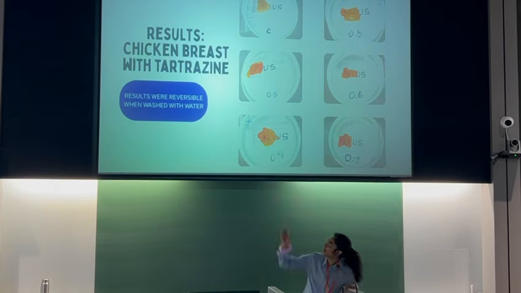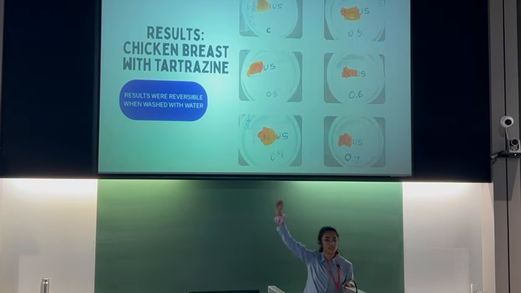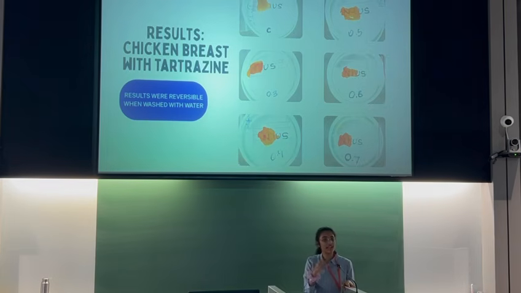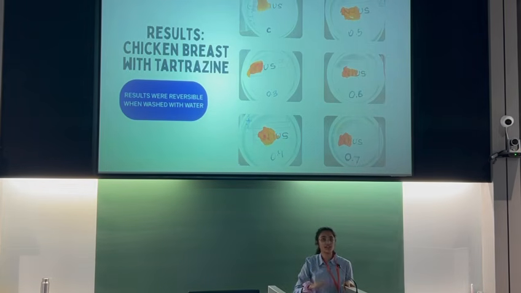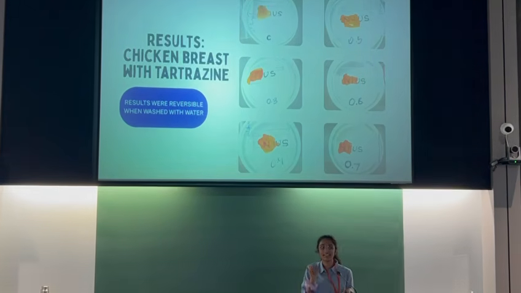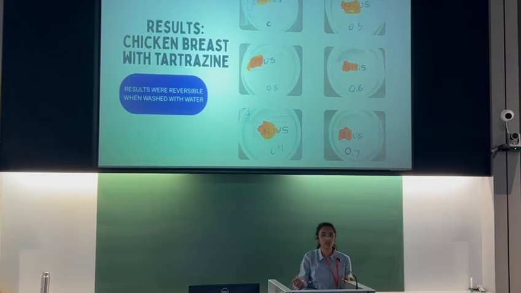As you can see, the control group is almost completely opaque. At 0.3 concentration, it's a little visible. At 0.4, the visibility is higher. At 0.5, it's even higher, with the highest visibility being present at 0.7 molar concentration of tartrazine. This indicates a direct linear relationship between the concentration of tartrazine and the optical transparency you can see in chicken breast tissue.